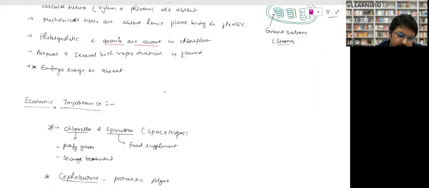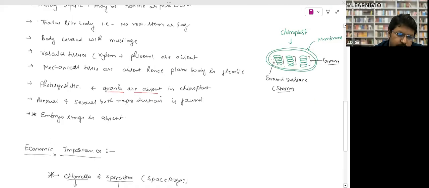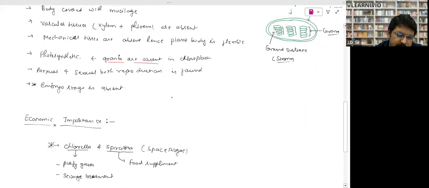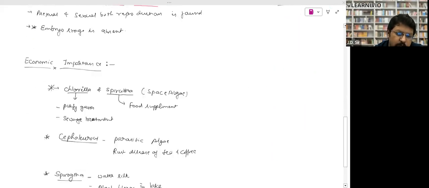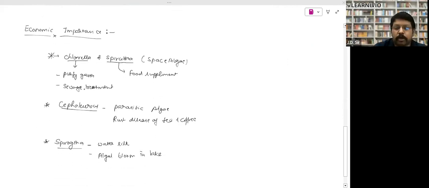Okay, great. So, what is the economic importance of algae? When we talk about economic importance, it means we are talking about the uses. Whatever the examples written on this screen, you have to cram them as they are, right? There is a green algae known as chlorella and spirulina. These are two different green algae, right? What is the use of them?